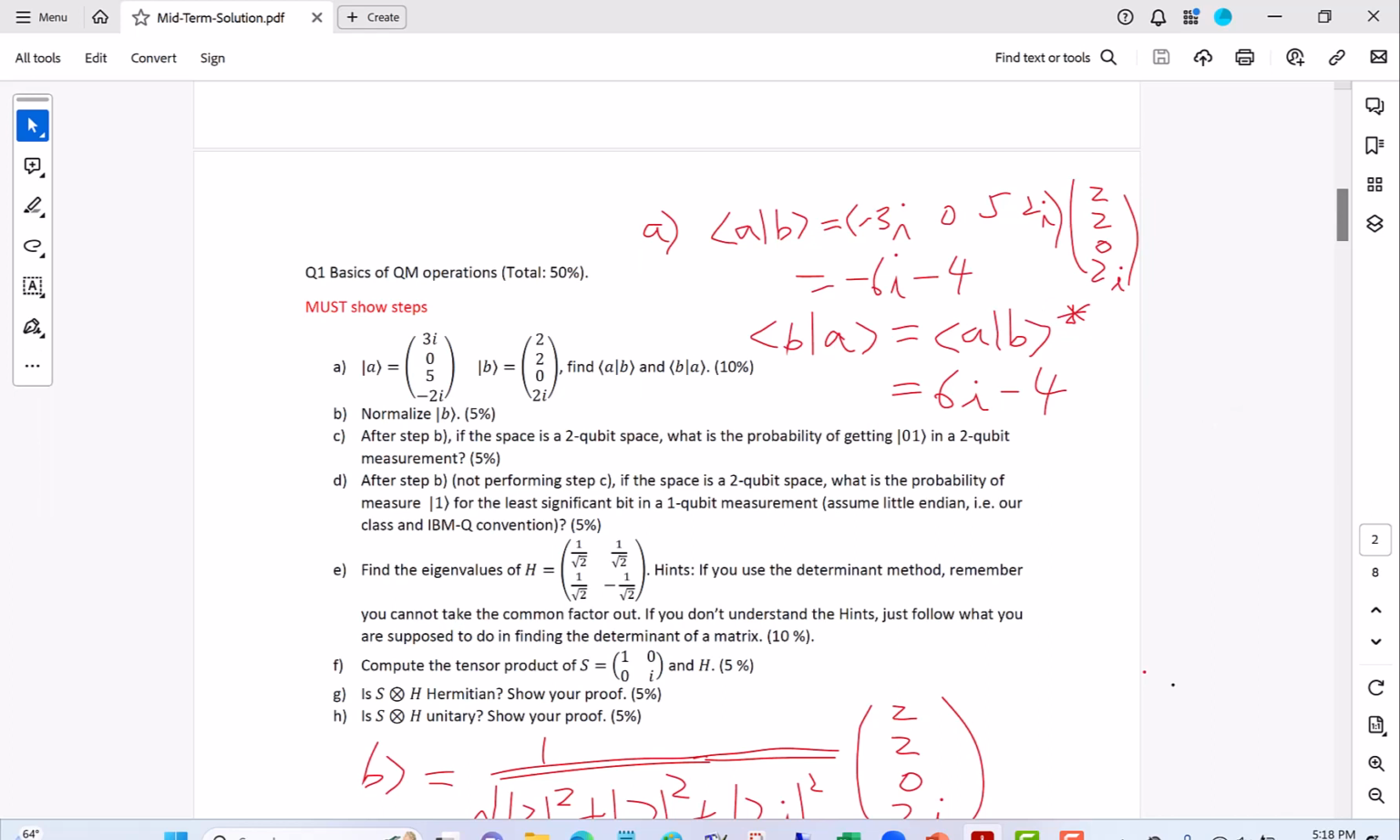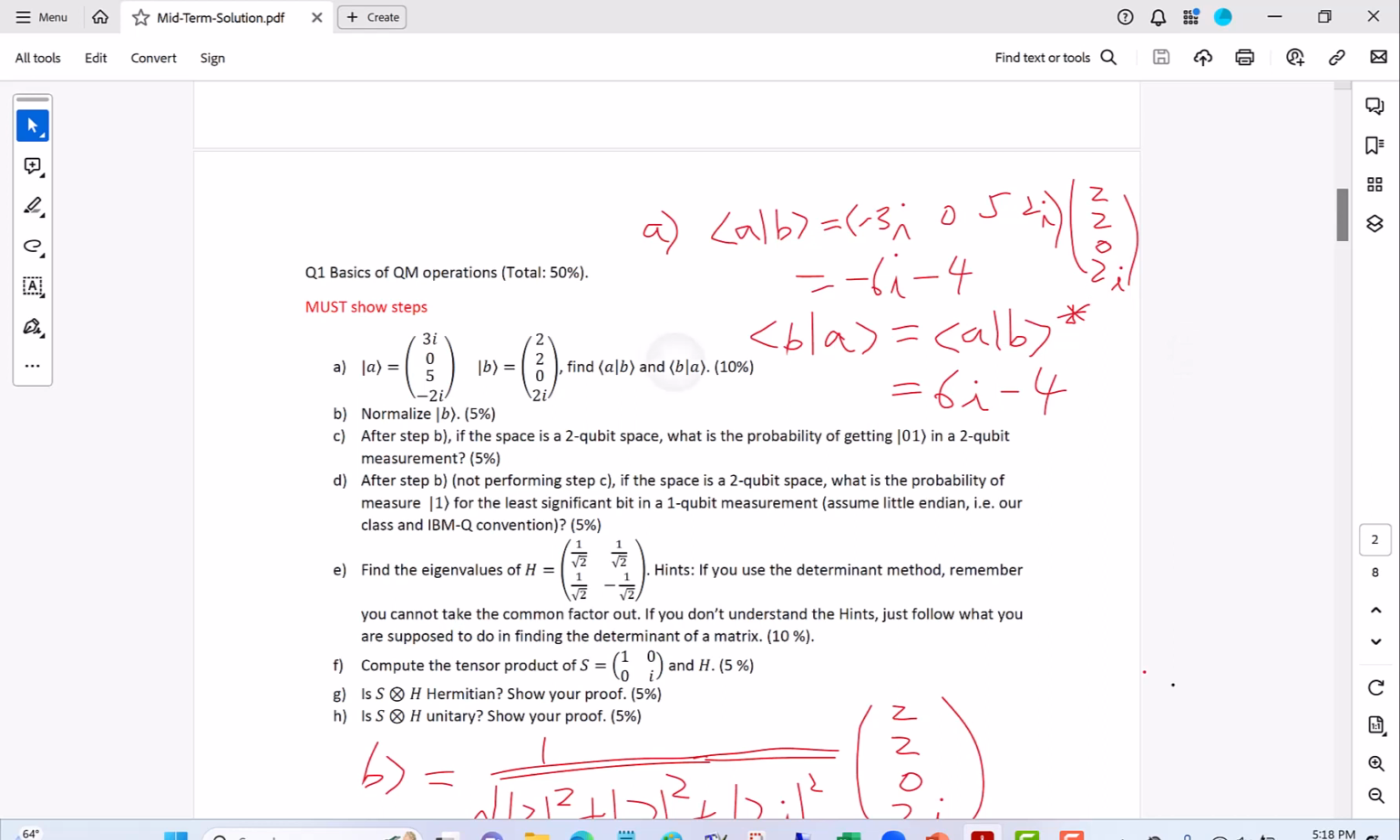And then in terms of the calculation, just do matrix multiplication. Negative 3i times 2 becomes negative 6i. 0 times 2 is 0. 5 times 0 is 0. And then 2i times 2i is what? Negative 4. Right? So be very careful. i times i is equal to negative 1, so 2i times 2i is negative 4.